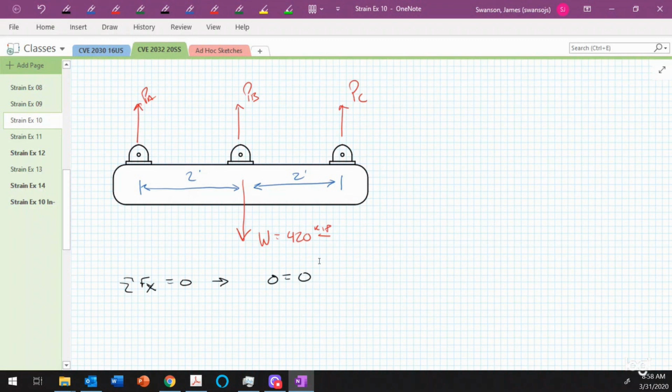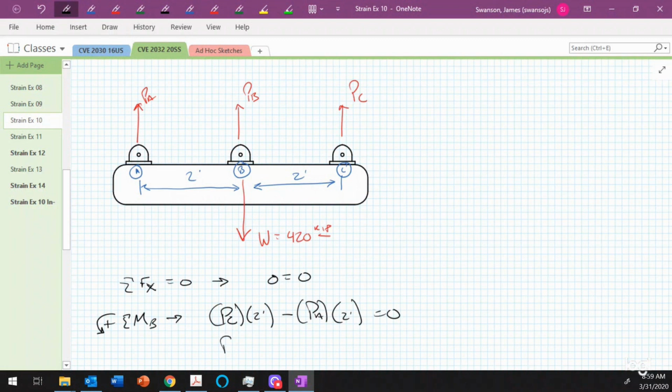Then the second thing that I'll do is take the sum of the moments about some point. If we call this point A here, this point B here, and this point C there, then I'll take a sum of the moments about point B. We'll take counterclockwise as positive. And we end up with P sub C acting at a distance of 2 feet minus P sub A acting at a distance of 2 feet is equal to 0. So therefore, P sub A is equal to P sub C.